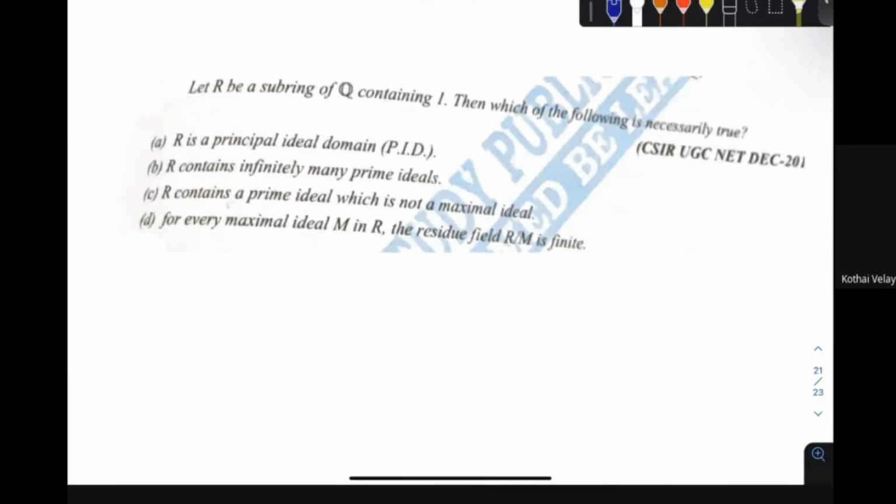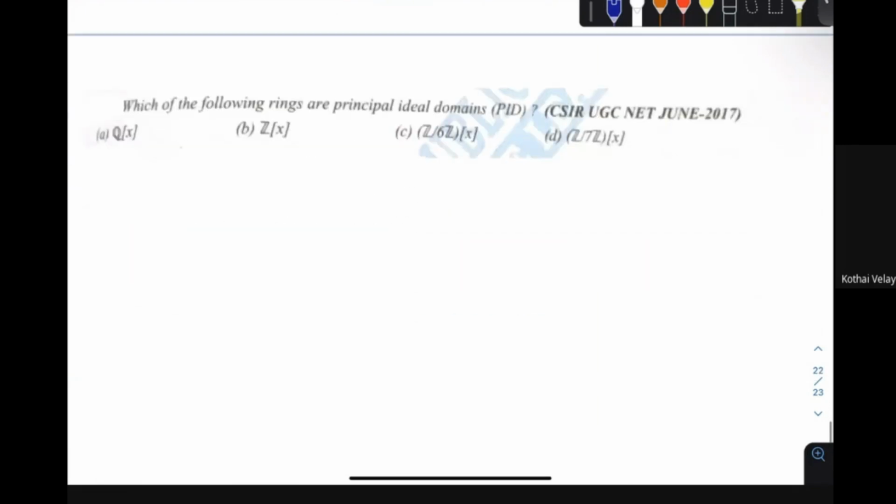So how is this going to be helpful in my questions? There are a few questions I had. So look at this question. Which of the following rings are principal ideal domains? This is 2017 June CSIR. So you can answer this question. Let us answer first, A. Q[x]: PID or not? Yes, it is a PID because the underlying ring Q is a field. That's what that theorem says: in order to become a PID, the underlying ring should be a field.